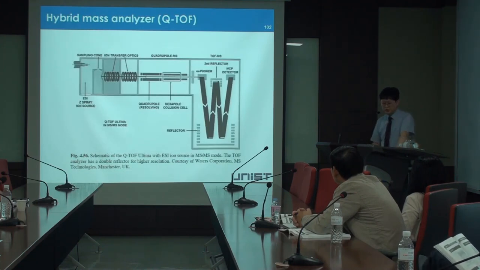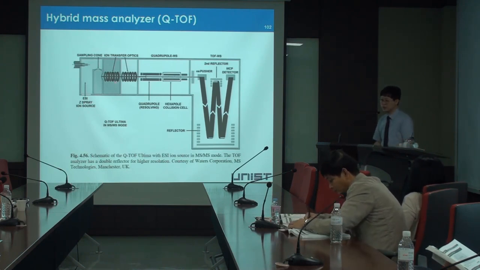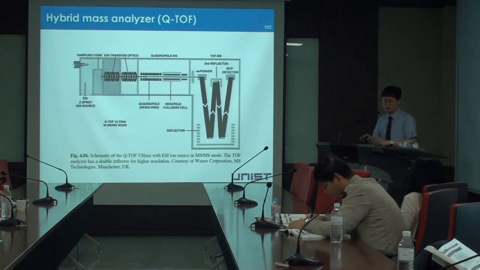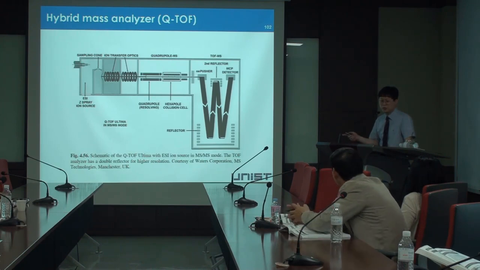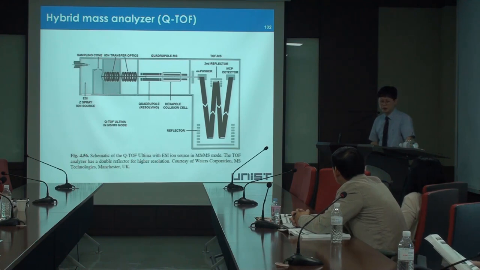This is a hybrid mass analyzer such as Q-TOF. Q means quadrupole, and TOF is time of flight. It's a combination of quadrupole and TOF. It can give better results, better separation of our chemicals. So we say Q-TOF. This is a hybrid mass analyzer, so it is much more expensive than the original single TOF MS.